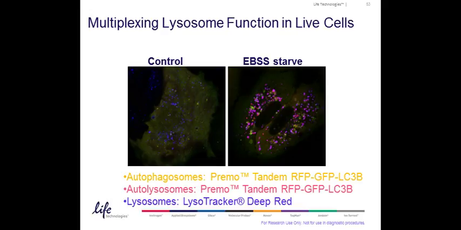If we nutrient deprive, we do serum starvation in Earle's buffered salt solution. We see the rapid formation of yellow puncta, which then subsequently become pink as the blue LysoTracker fuses with these structures. We see a loss of the green fluorescent protein.